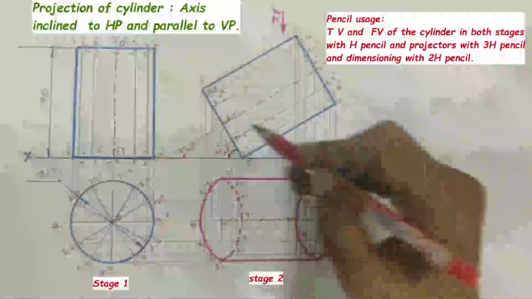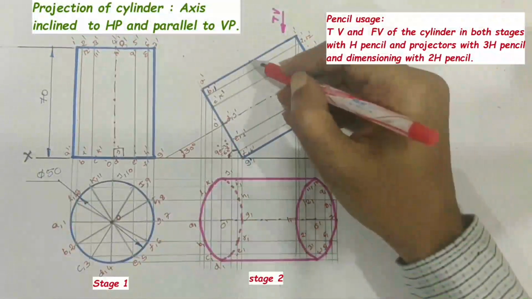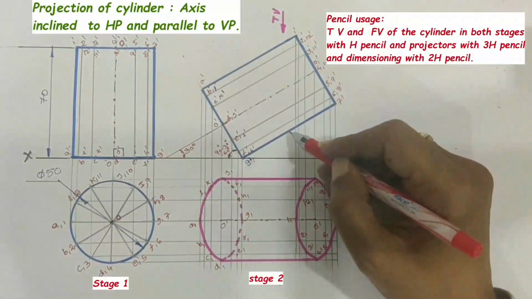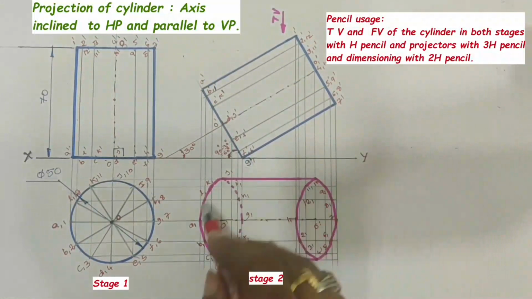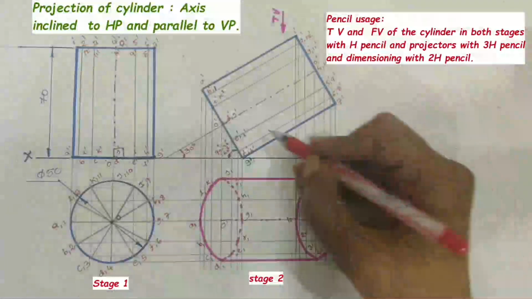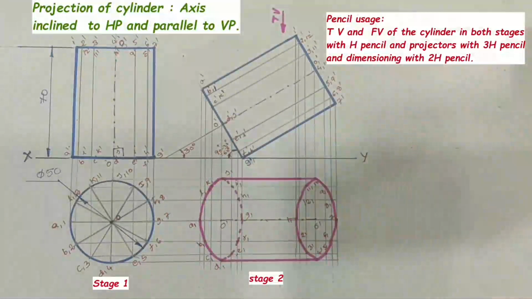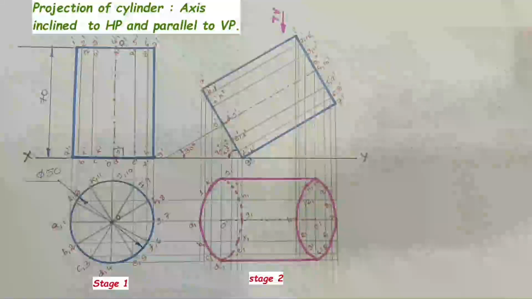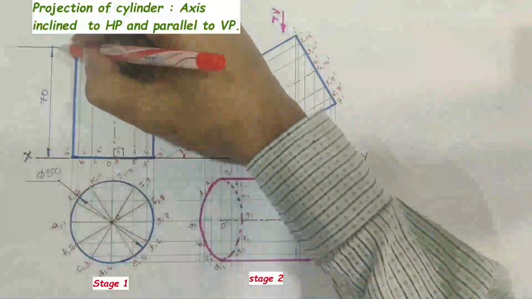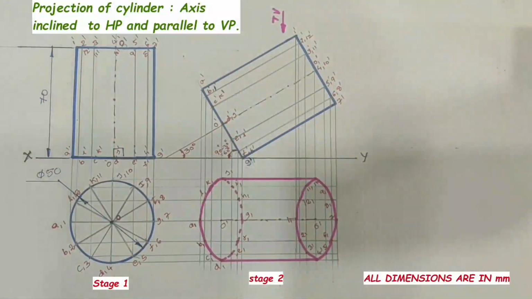Similarly, here also the two bases of the cylinder in the second stage front view and two extreme generators of the cylinder in the second stage front view with H pencil, and this final top view also with H pencil, whereas the inside generators of the cylinder in the second stage front view with 3H pencil. Related to the dimensioning, here the diameter of the base circle of the cylinder is 50 mm and the axis height of the cylinder is 70 mm.